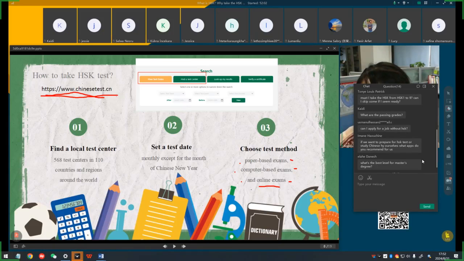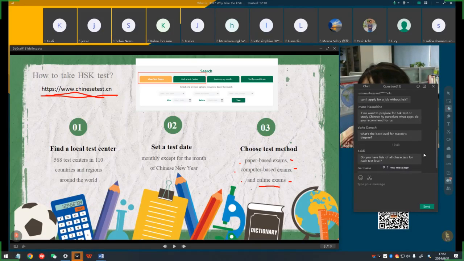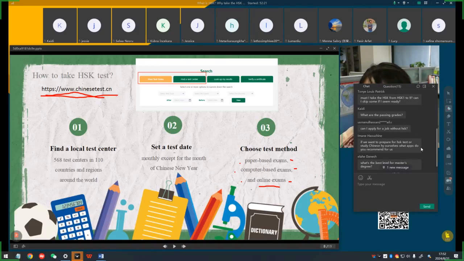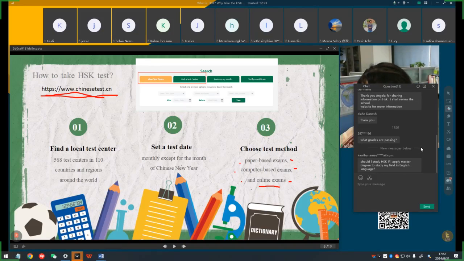What is the best level for a master's degree? It requires different levels, as different universities have different requirements. So when you apply for a certain degree in a Chinese university, you should check their requirements first, and then set your learning goal.